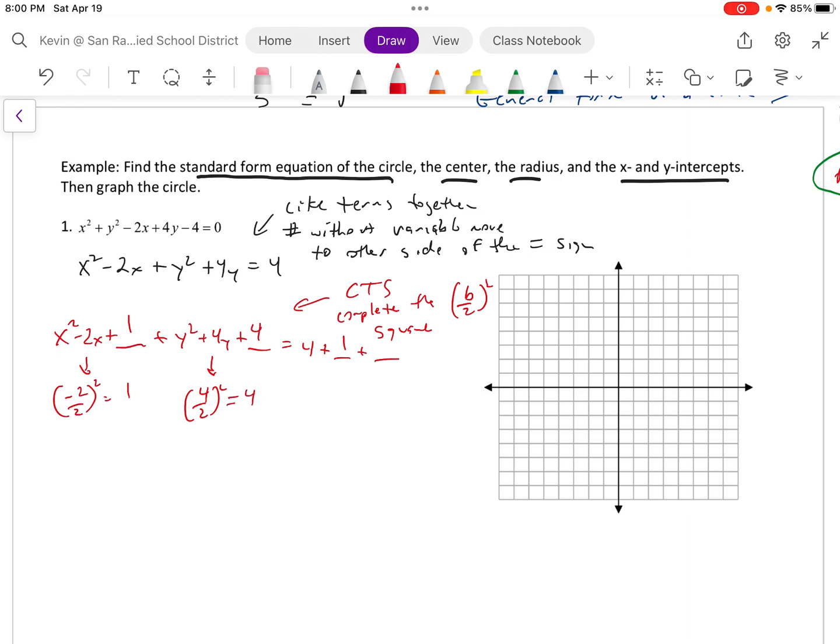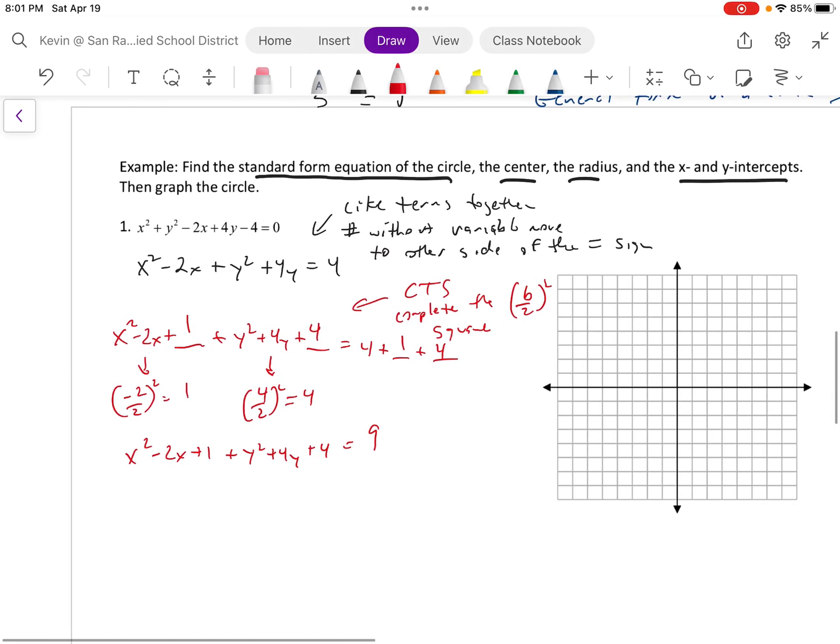I put 1 over here. Come down here. 4 divided by 2 is 2. 2 squared is 4. So I put 4 here and I put 4 here. Okay, so now I have x squared minus 2x plus 1 plus y squared plus 4y plus 4, all of that equals 9.